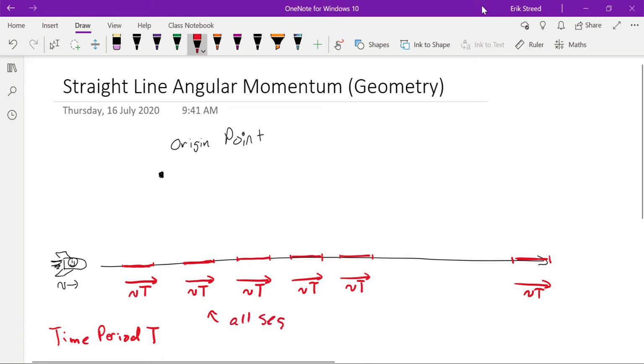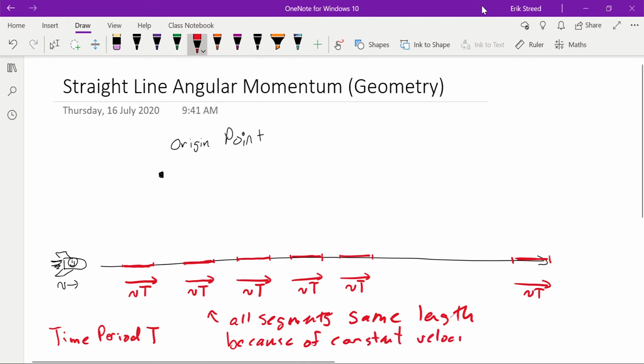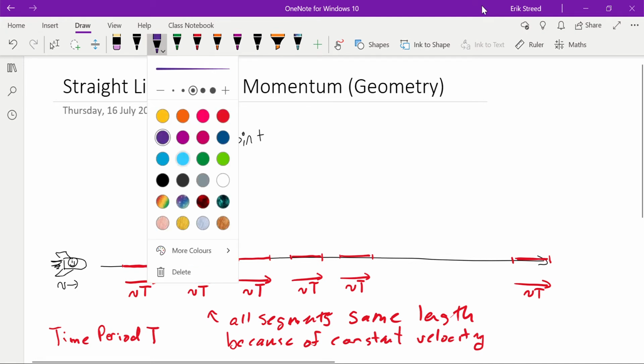All segments the same length because of constant velocity. Okay. Now what we're going to do is select a pen here, and let's look at some triangles.